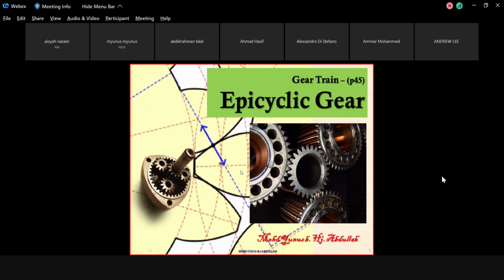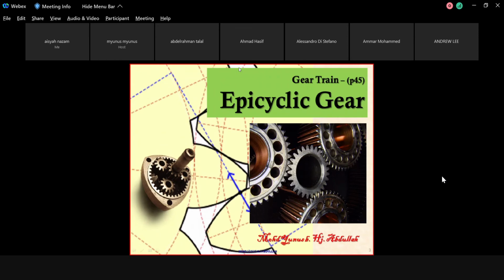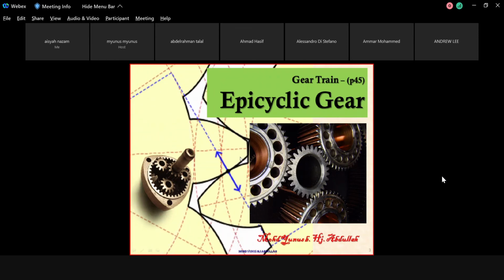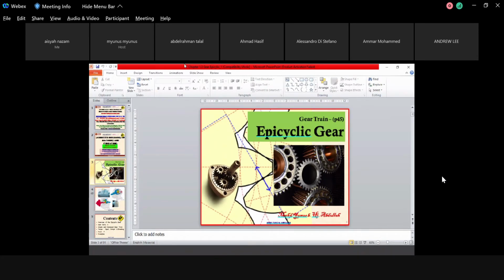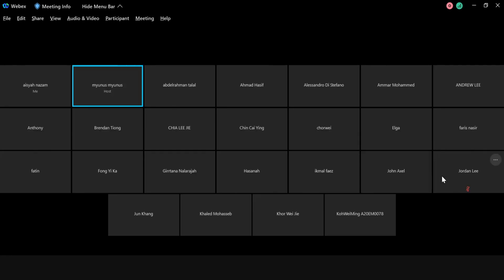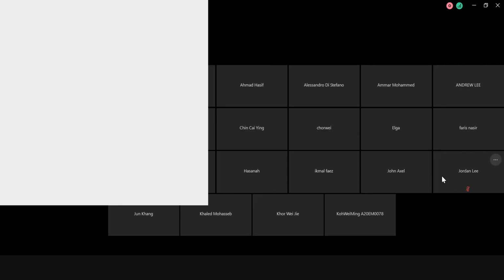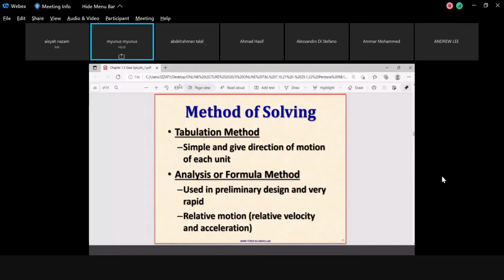Okay, as for today, I'm going to jump to the thing that we stopped at earlier. I'm going to share with you the methods of solving the gear ratio or kinematics. One is the tabulation method, which is very simple, easy to check the direction, and also easy to check whether you get it wrong or not. It is not so mathematical compared to the next one, the analytical method.